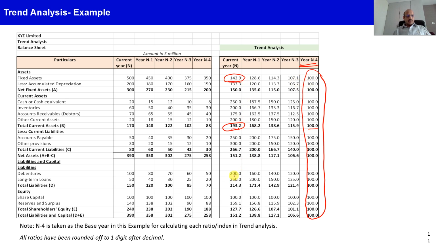Similarly, current liabilities has become 266.7 in index terms. Then total liabilities has increased by 2.414 times with respect to the base of 100. And reserves and surplus and share capital put together, the net worth, has increased by 27.7% with respect to the n minus 4 year. So the index has become 127.7. So this is how trend analysis is useful and shows change in numbers with respect to a particular base number.